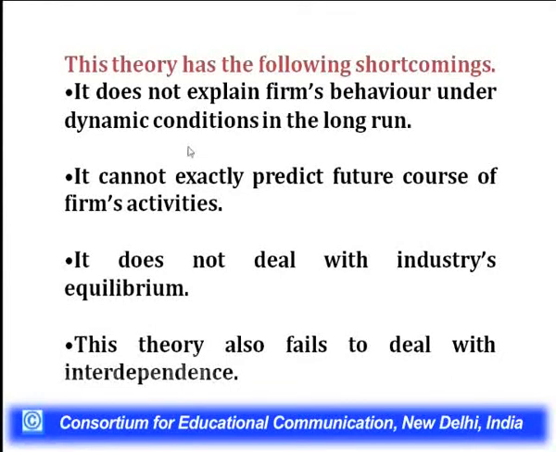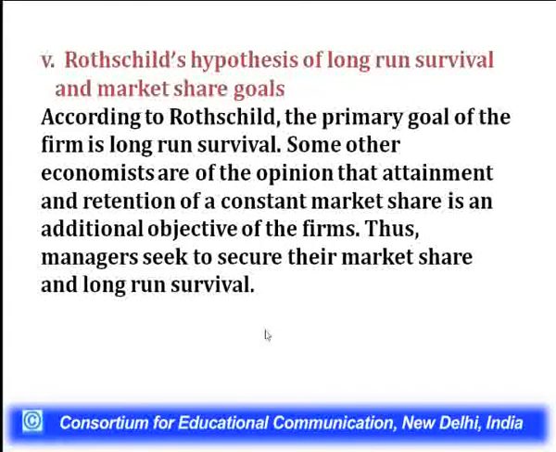This theory has some shortcomings also. It does not explain firms' behavior under dynamic conditions in the long run. It cannot exactly predict the future course of firms' activities. It does not deal with industry's equilibrium, and it also fails to deal with interdependence. Another hypothesis is given by Rothschild, that of long run survival and market share goals.